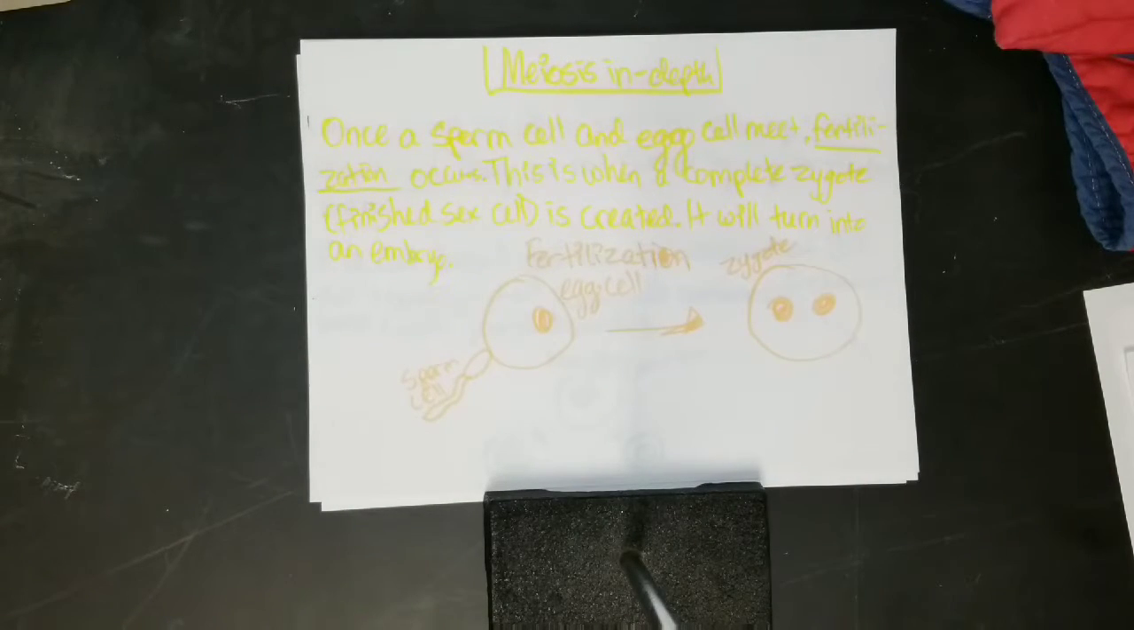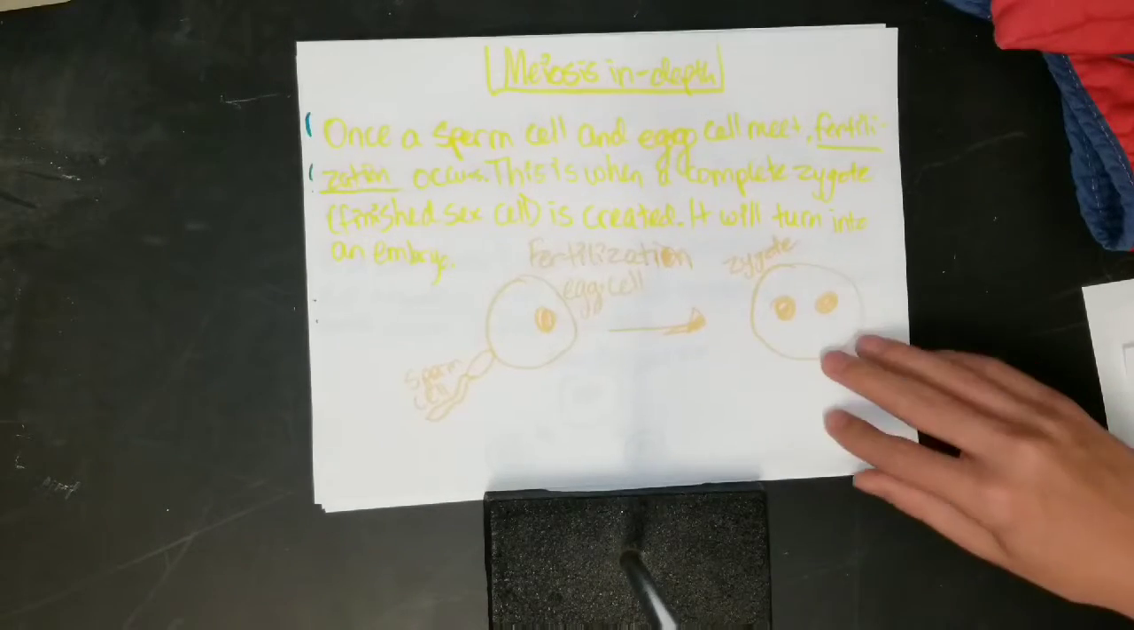Once a sperm or egg cell meet, fertilization occurs. In the diagram, this little thing with a tail is the sperm cell, and the circle is the egg. At the end, they create the zygote, which is the finished sex cell, and will turn into an embryo.